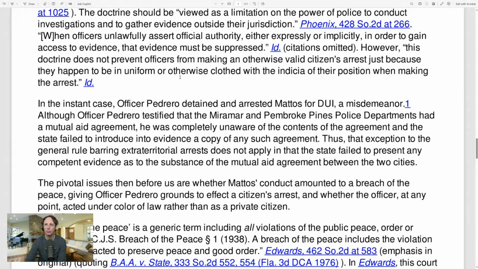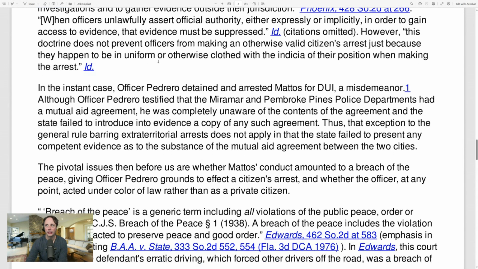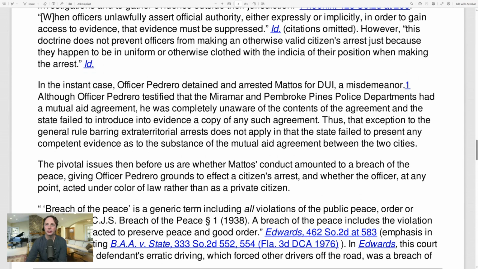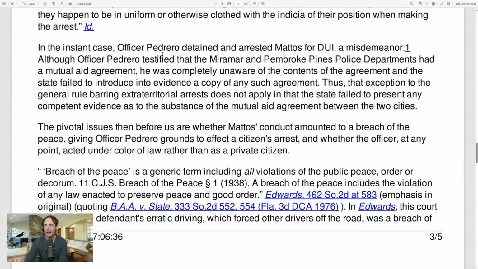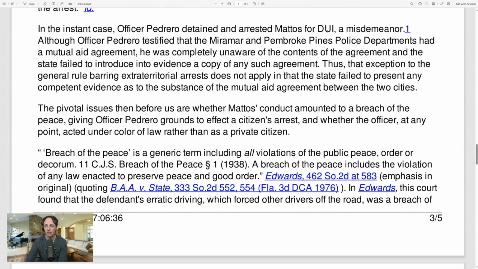So that's why it's very important that they don't do anything that subverts that if they want to get the evidence. If they do something that goes outside the bounds of their authority to try to get evidence, well, they're going to be in trouble. Right? So they have to meet the criteria for making the arrest and just make the arrest. In the instant case, Officer Pedreo detained and arrested Matos for DUI, a misdemeanor, right? So he arrested him specifically for DUI, and that is a misdemeanor. It's not a felony. So already, okay, we're not dealing with the felony situation for citizen's arrest.